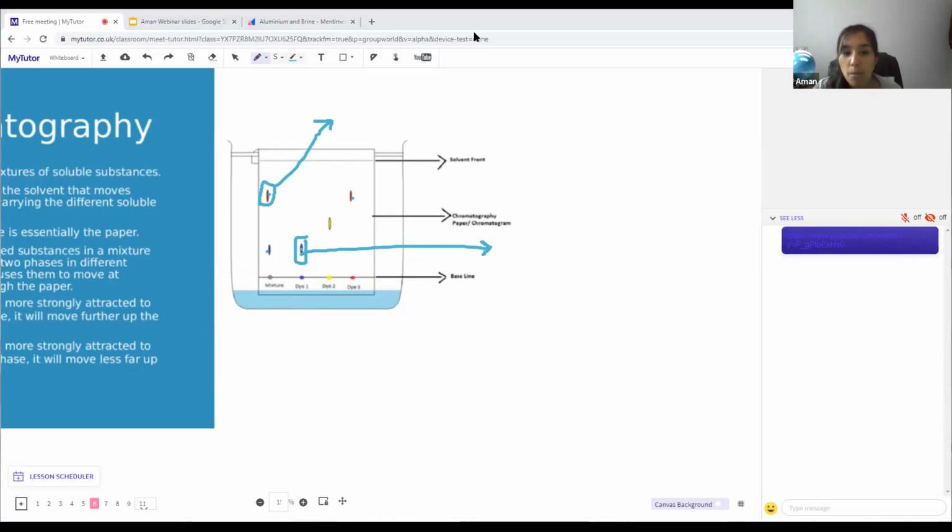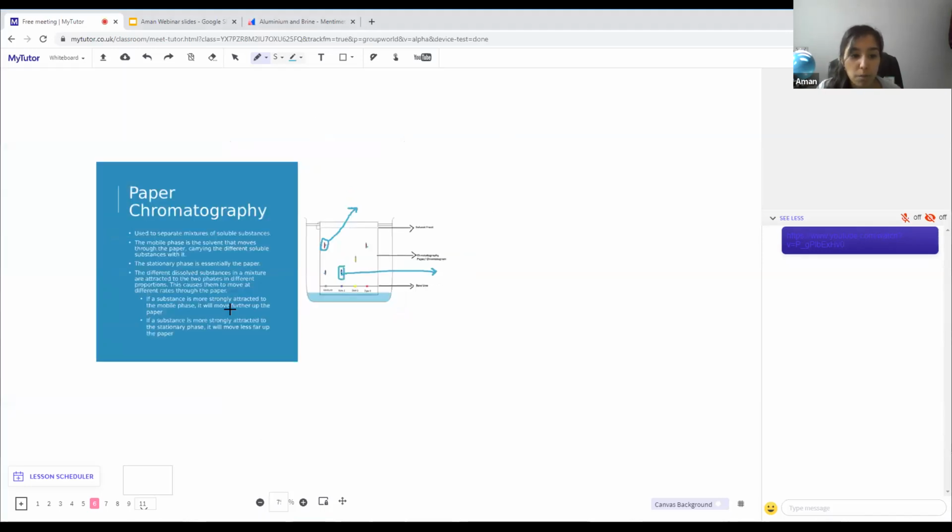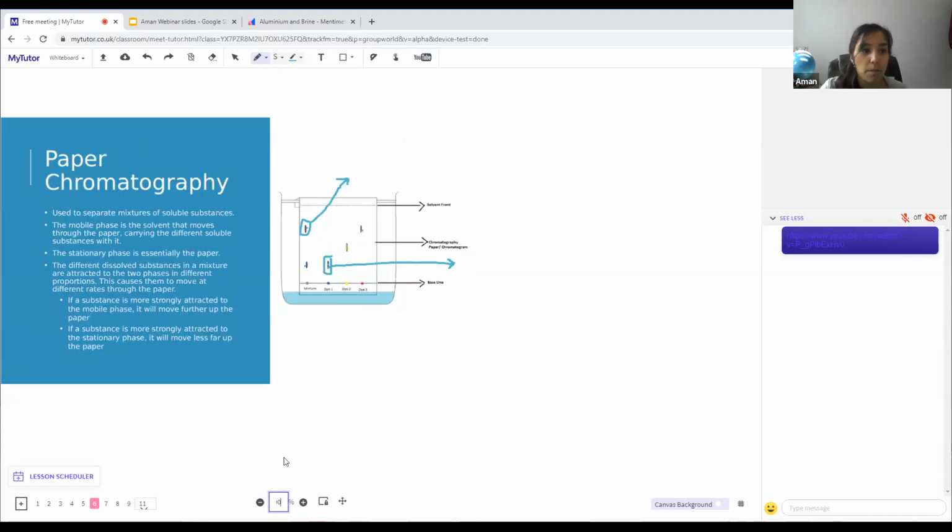Someone's asking, what's the mobile phase? So the mobile phase is the solvent that moves through the paper, carrying the different soluble substances with it. So essentially in this case, it's the water that the filter paper is submerged in, but it's not submerged too far up. So does anyone remember what we need to know about chromatography and how we do it?